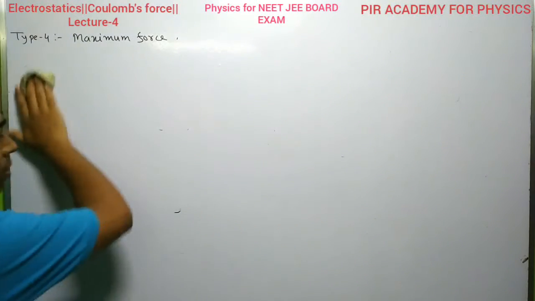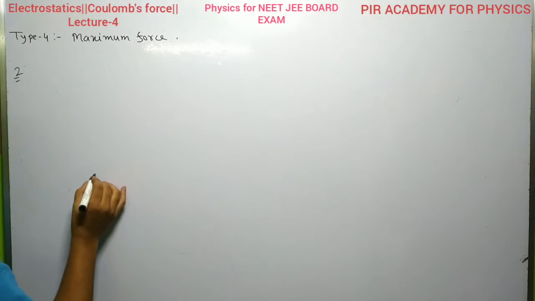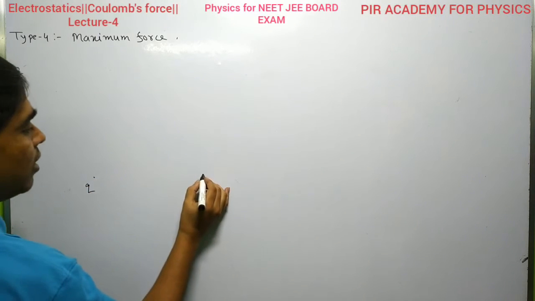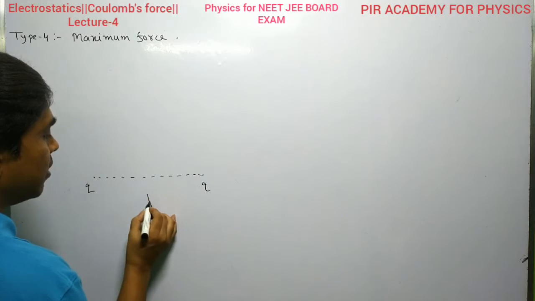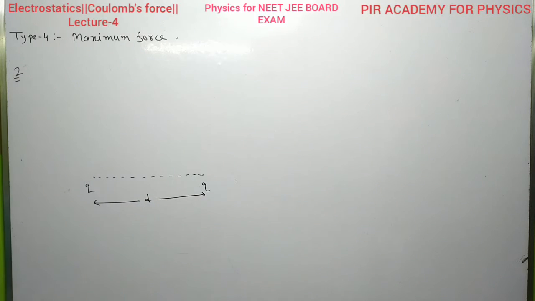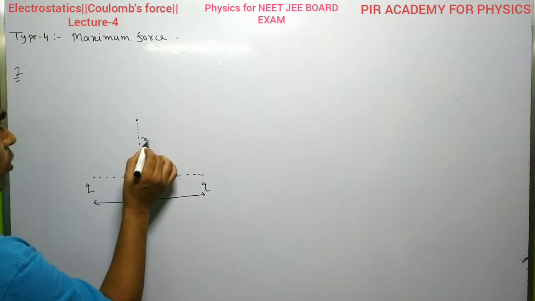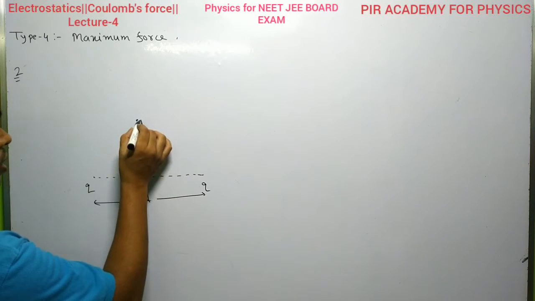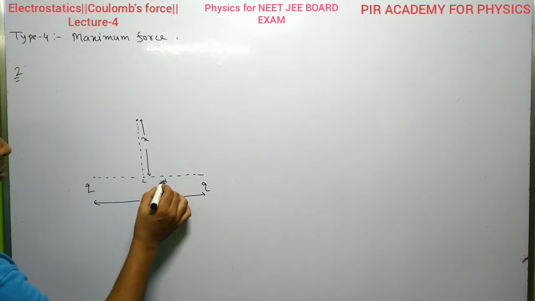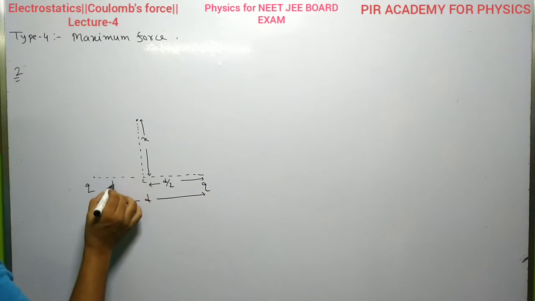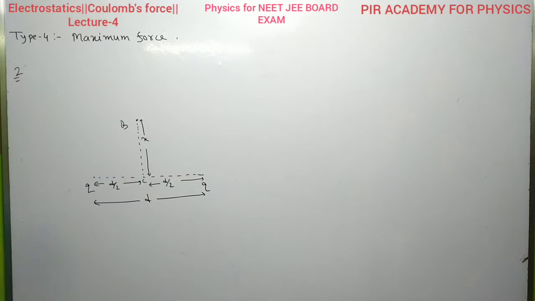Now another problem, suppose number 2. Suppose this is a charge q and this is a charge q. They are separated by distance d. Another charge is placed at a distance from the center of the line joining these two charges. This is the center, so it will be d by 2 on each side. Suppose this distance is x, and this is the other charge.